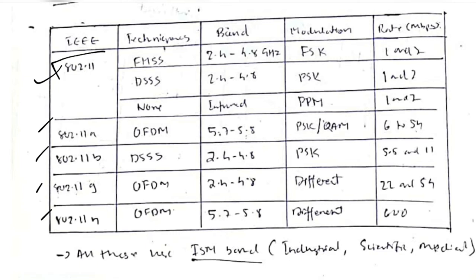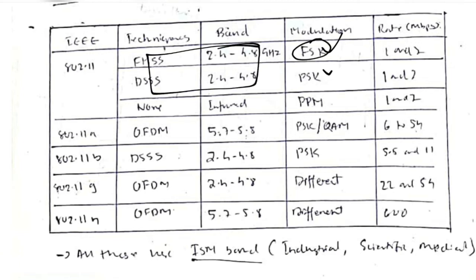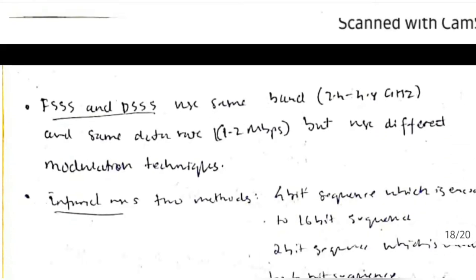Okay, in this we have 3 categories: FHSS, DSSS and infrared. What happens is we will be using different modulation techniques. In the first two the setup will be the same, but we will be using different modulation techniques. And in the last one, which is infrared, we will be using pulse position modulation. Okay, so let's see each one by one.